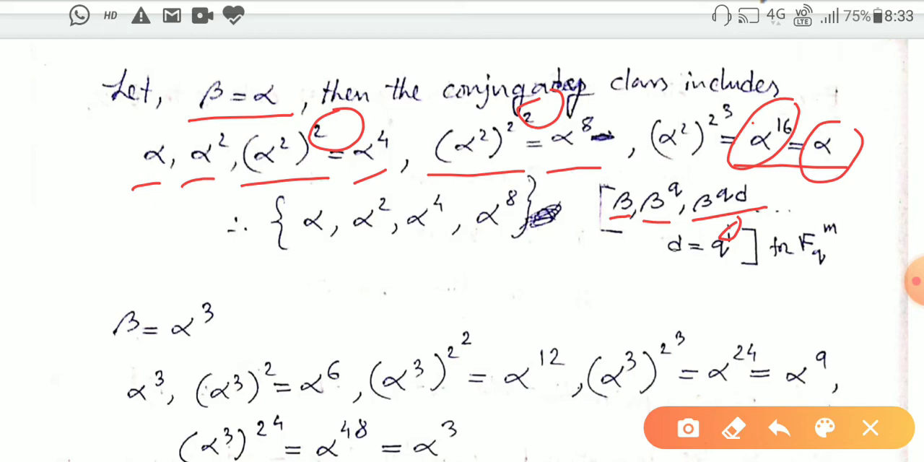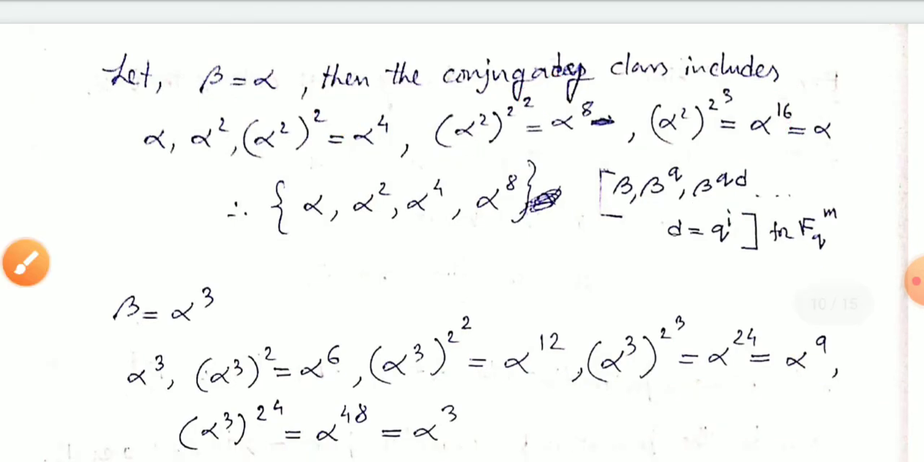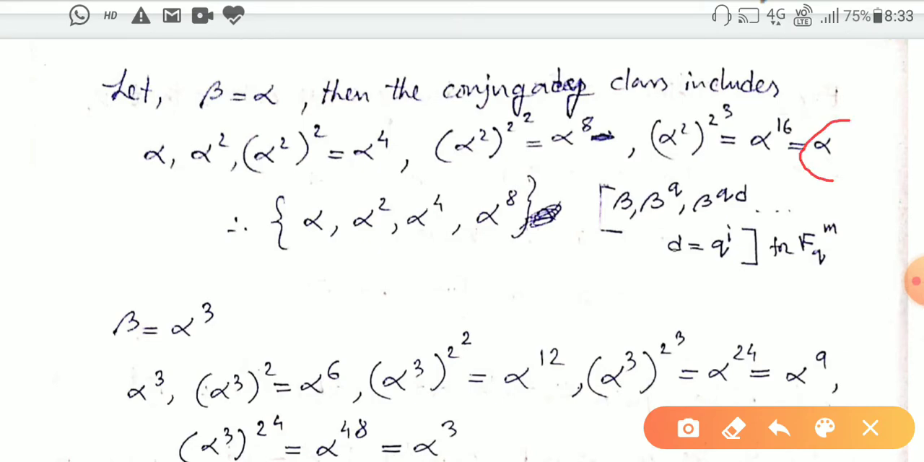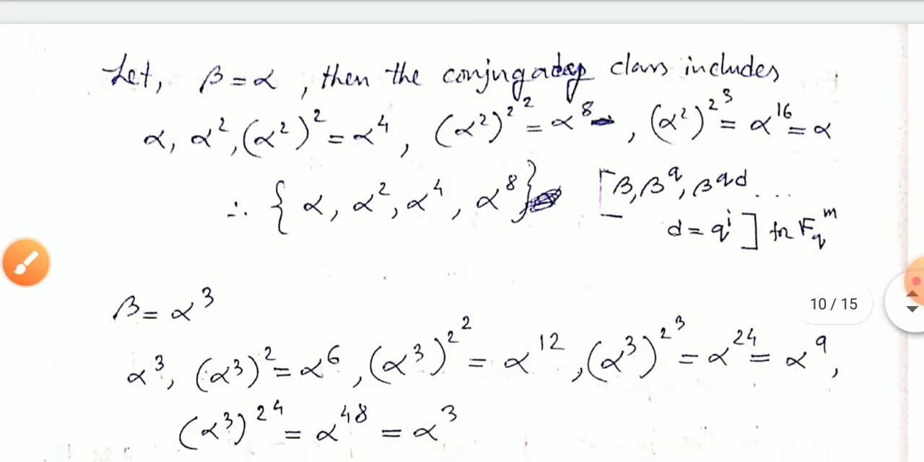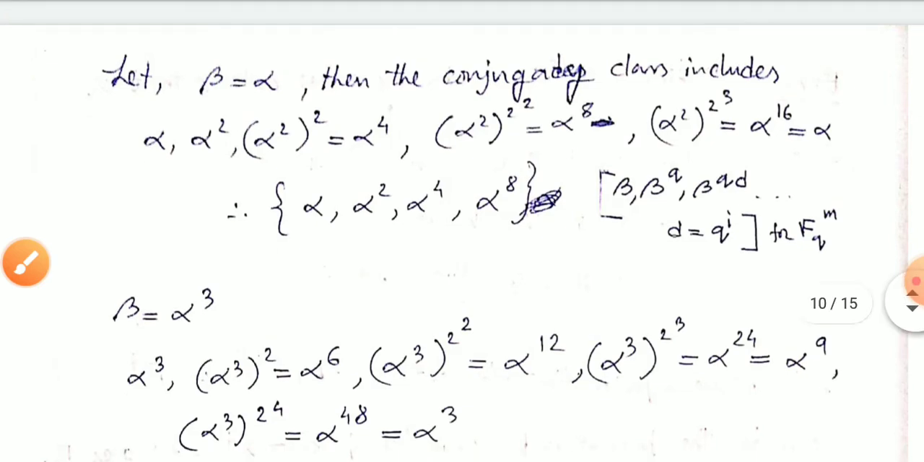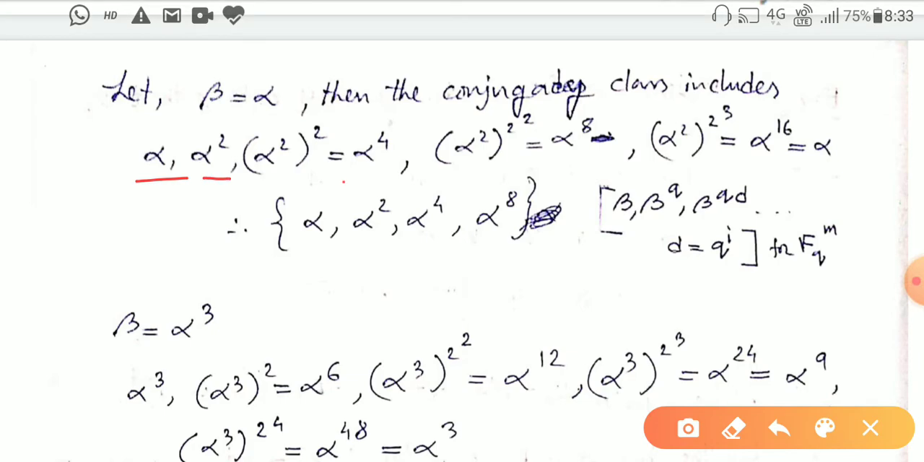Okay, so if you look, then alpha repeats again here as the first term. So further, d is not required to increase, that means this portion is not required. So the conjugacy class will be included by these elements. One is alpha, second one is alpha square, alpha to the power 4, alpha to the power of 8. This is written within this function. So this is the first conjugacy class.